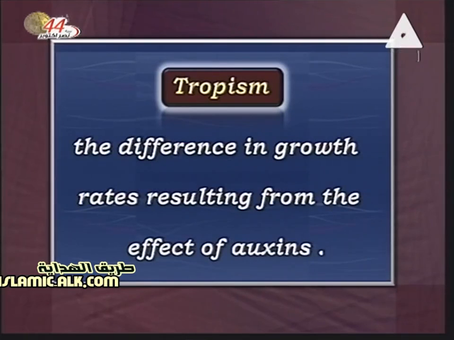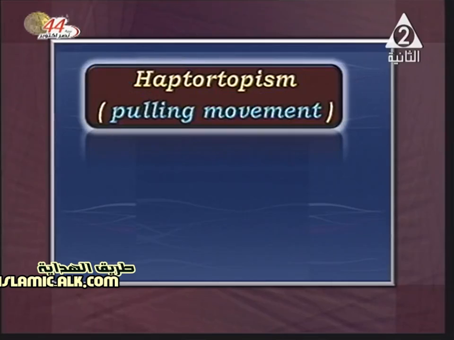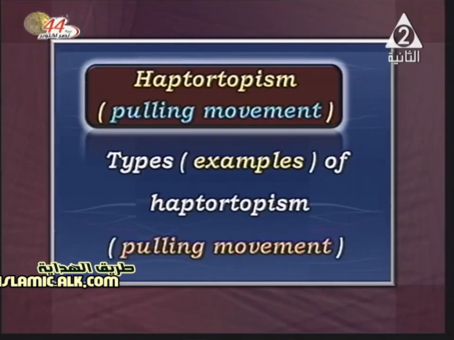Okay? Well, we have two examples. But before starting the examples, you have to know that the main reason of tropism is the effect of auxins, and auxins are hormones of the plant. Auxins are what? Hormones of the plant. We're going to study them in the next chapter. Well, the pulling movement or haptotropism. We have two examples, okay? One of them by tendril and the other by pulling root.